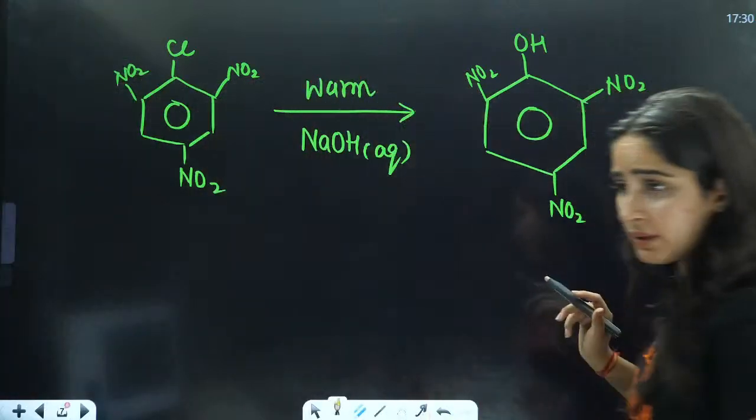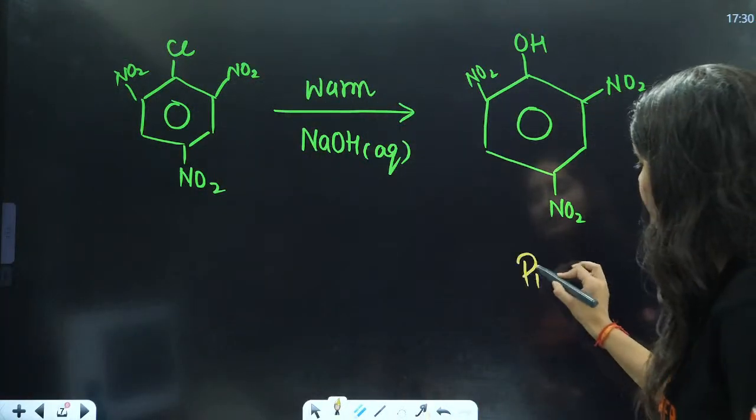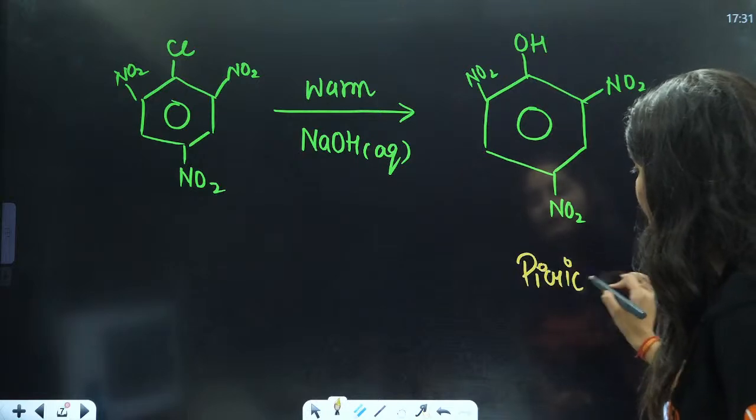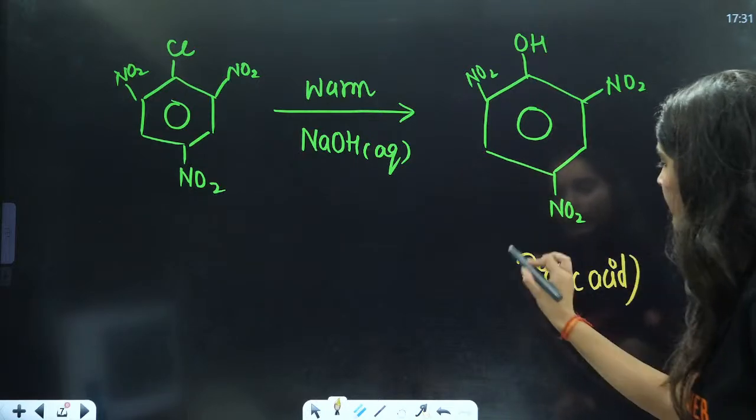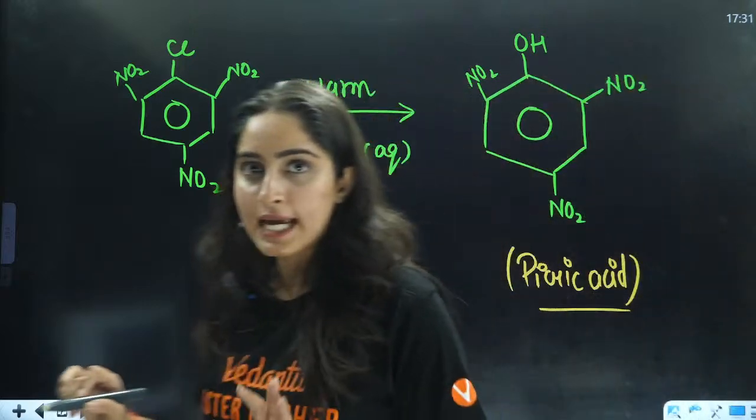Now, wait a minute. Yes, it was this thing, right? So, what was the name? The name is picric acid. That is also yellow in color and this is called picric acid, right?